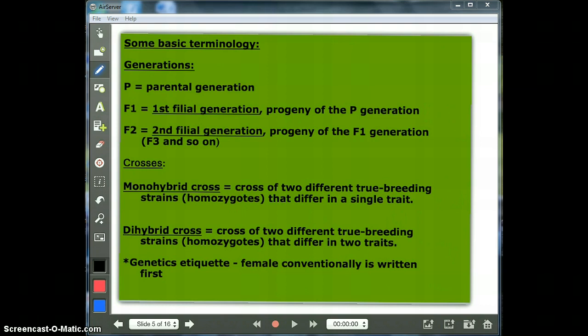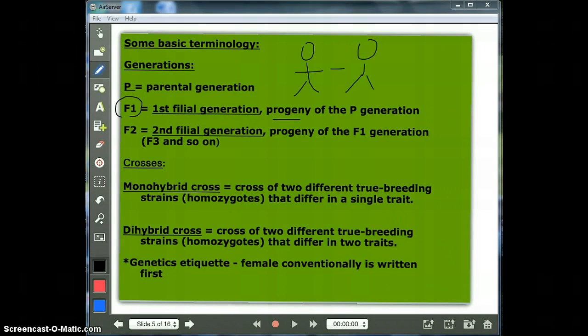Now, some of the basic terminology we're going to look at is in terms of generations as well as the crosses that we're going to do. The P generation is your actual parents. What do your parents have? Your parents have certain traits. What traits did they give you? Those traits they give you are in you, and you are considered their filial, their first generation offspring or progeny. So you've got your mom and your dad.